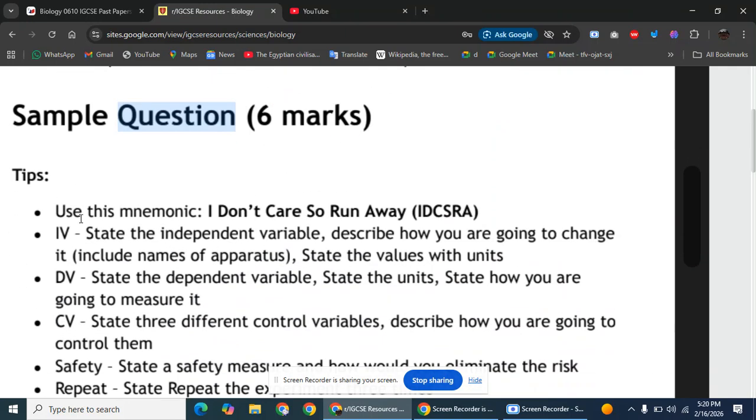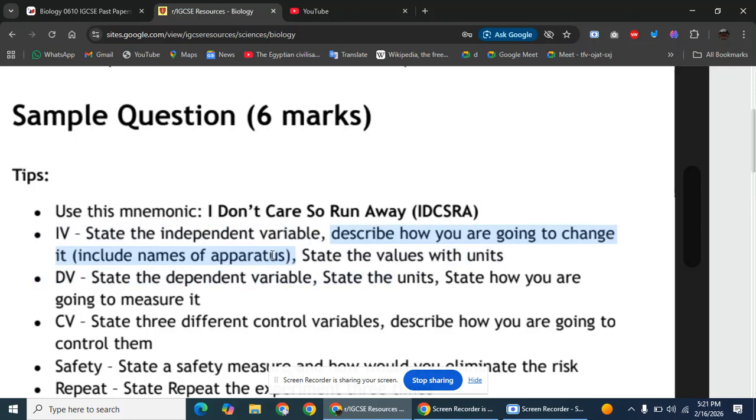Sample question. Use the mnemonic "I don't care, so run away." IDCSRA. IV: the independent variable comes from I. You need to state the independent variable, describe how you're going to change it, include the name of the apparatus, and state the value with units.